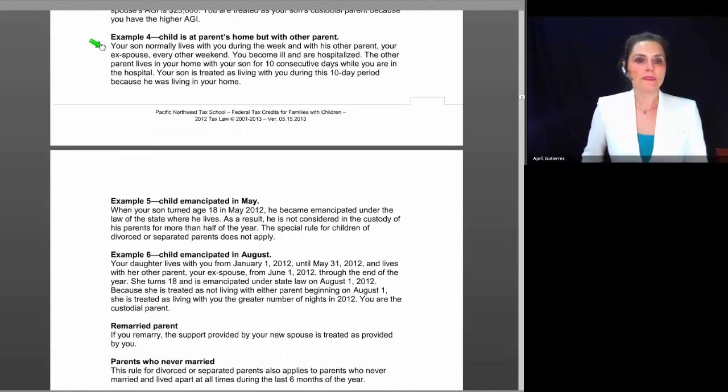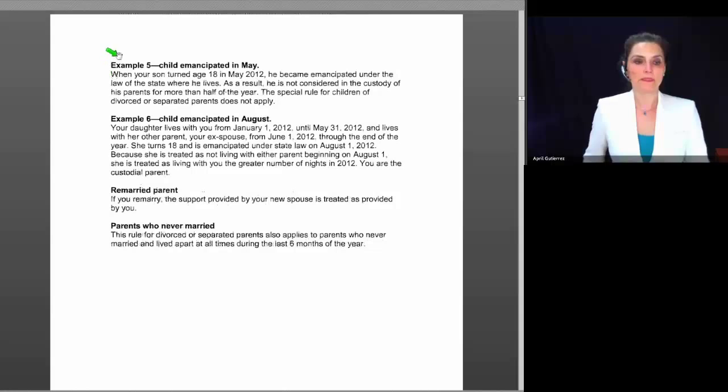Example number four, the child is at the parent's home but with the other parent. Your son normally lives with you during the week and with his other parent, your ex-spouse, every other weekend. You become ill and you are hospitalized. The other parent lives in your home with your son for 10 consecutive days while you are in a hospital. Your son is treated as living with you during this 10-day period because he was living in your home.